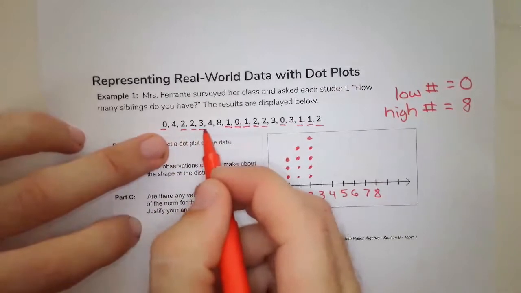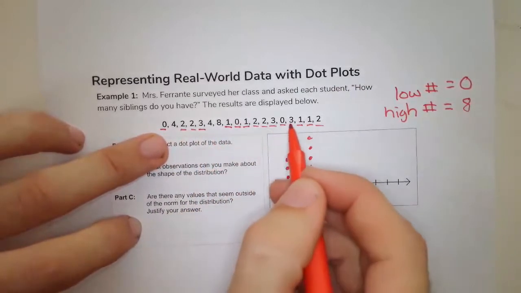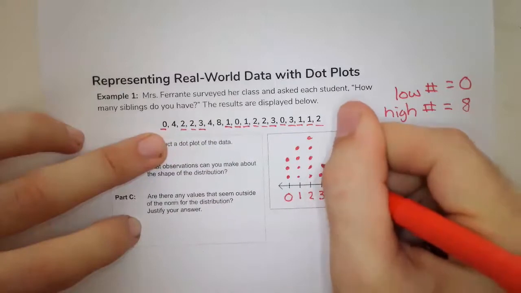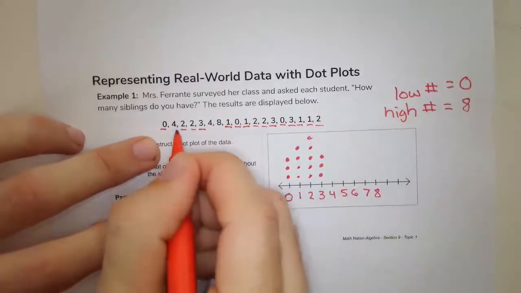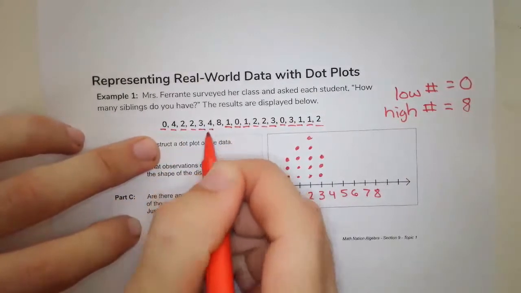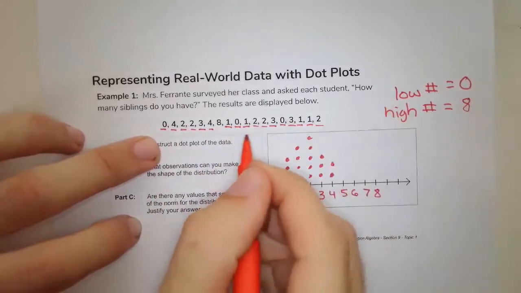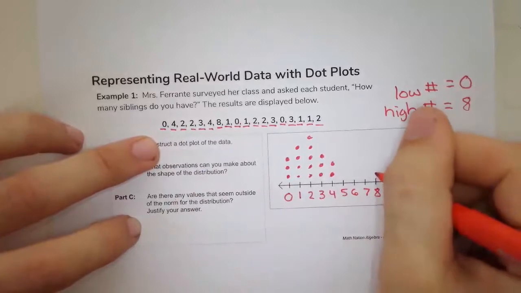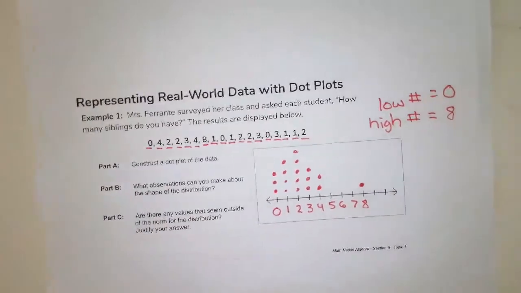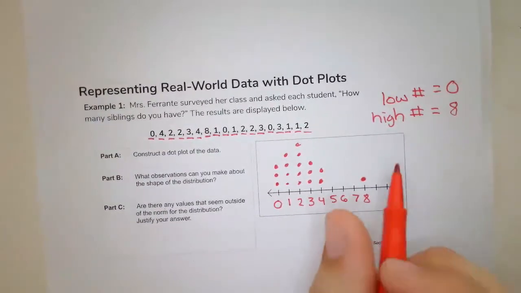3 shows up once, twice, 3 times. There's 1, 2, and that's it. 1, 2. And then the only thing left over is this 8, which goes all the way over here. So that's our dot plot right there.